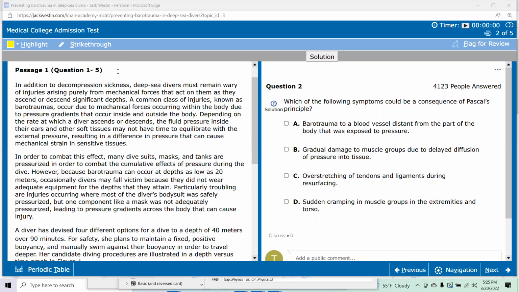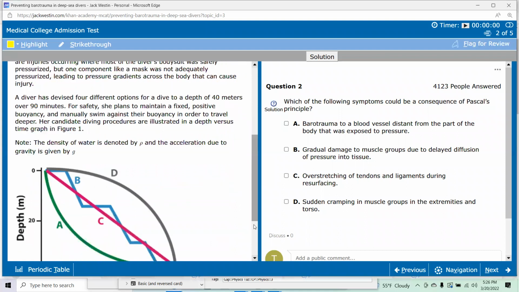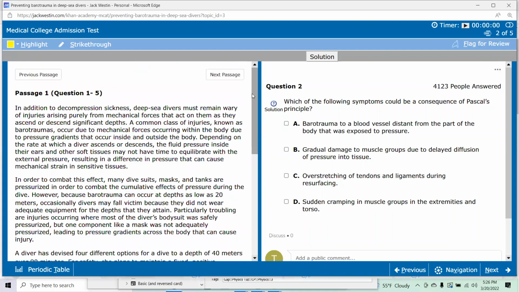Common class of injuries known as barotraumas. So they did say something about, or rather, no, sorry, the first answer choice is barotrauma, so never mind. Barotrauma occurs due to mechanical forces within the body due to pressure gradients that occur inside and outside the body, depending on the rate, fluid pressure, blah, blah. Barotrauma, particularly troubling for divers. So unfortunately, I don't see anything about Pascal's principle here, right? So this is effectively like a discrete question that's saying, hey, do you know what Pascal's principle is, right?